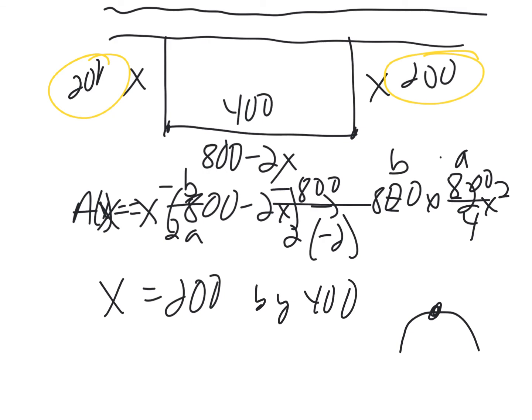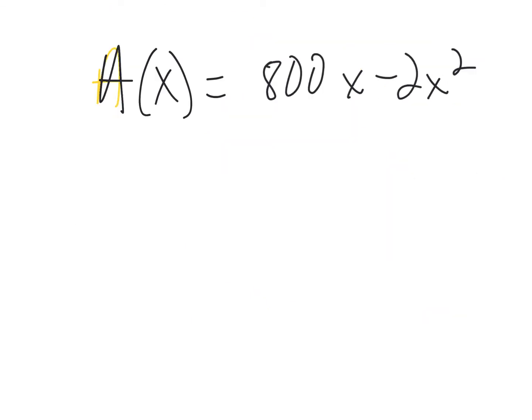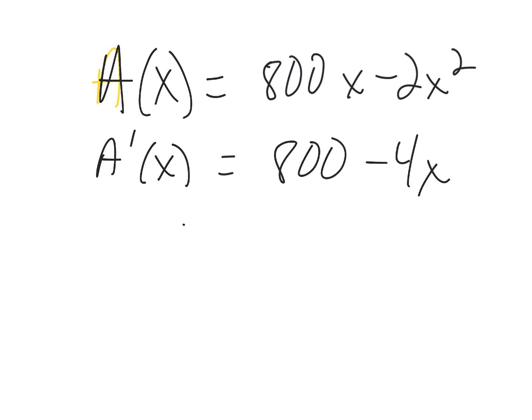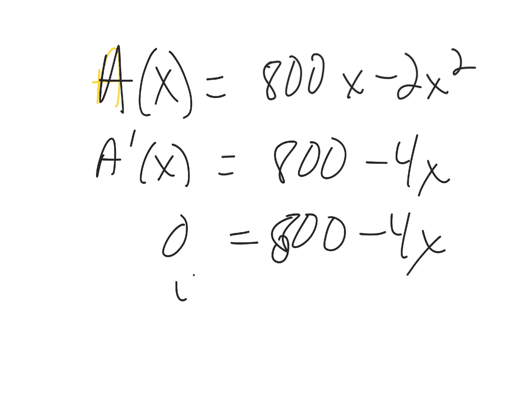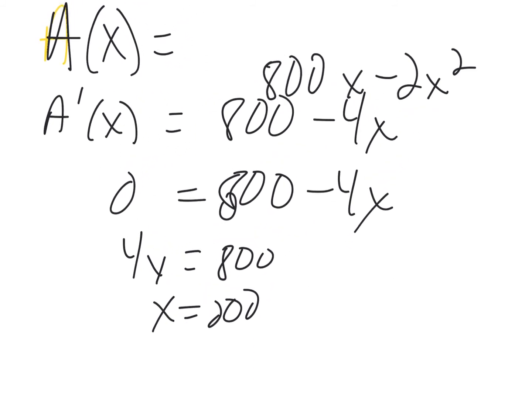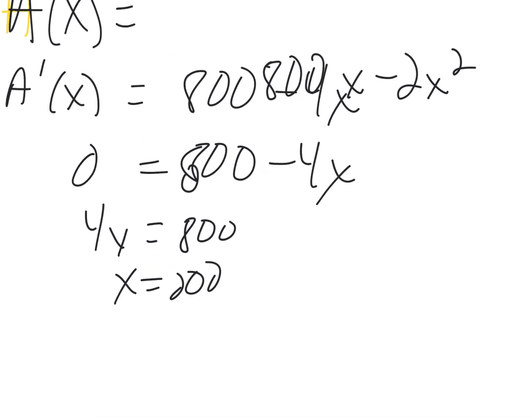So how do we do this using calculus? Okay, so we want to find the derivative. So that's going to be 800 minus 4x. And we want to know when that equals 0. So where does 4x equal 800? Well, x equals 200. How do we know if that's a maximum or minimum? Well, we know, but how do we know? Well, we want to take a look at our derivative and then test signs.